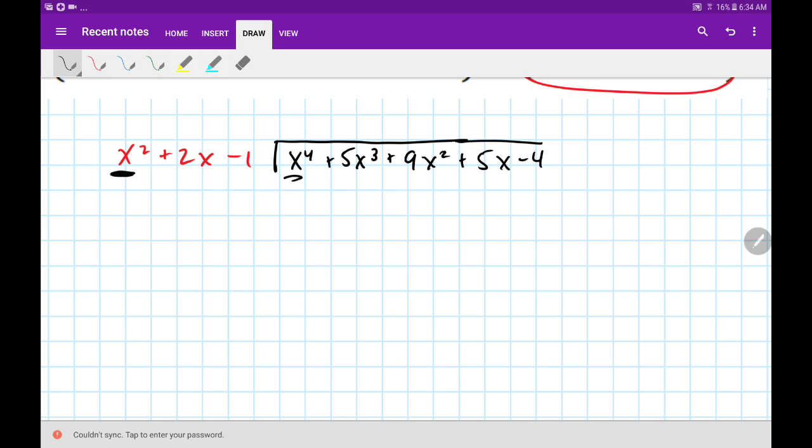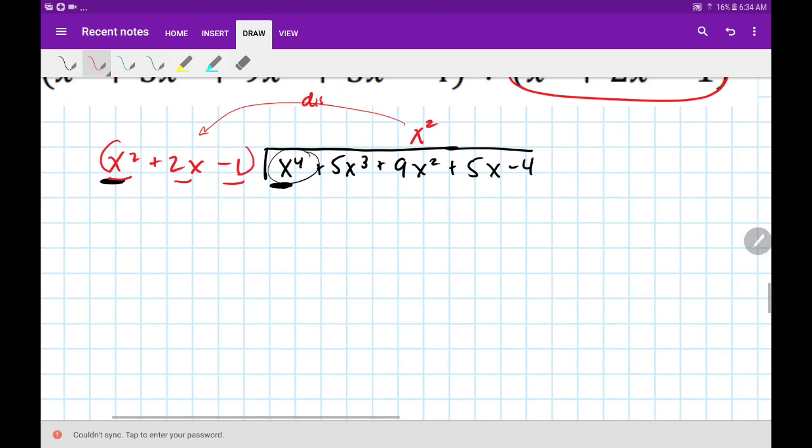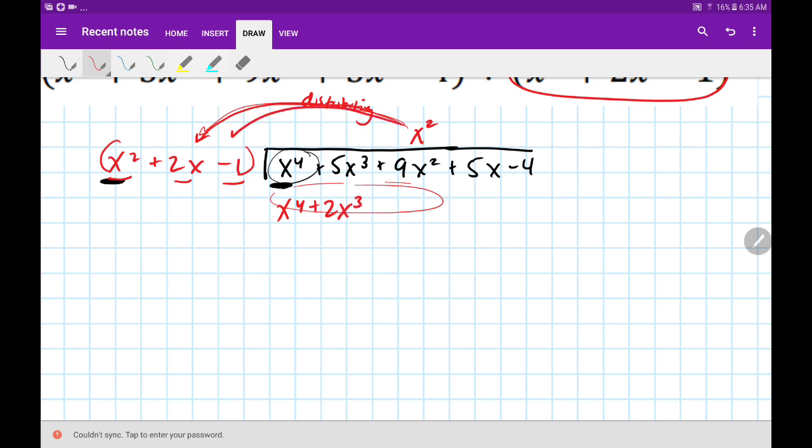We're still going to just focus on the first terms. So I have an x squared. I need an x to the fourth. X squared times what will give me x to the fourth? That'd be an x squared, and I need to line it up with its like term, like that. And as always, I'm just going to multiply it out, making sure to get all three terms. Remember, we're distributing here. And we're going to write our answer right there. So x squared times x squared is x to the fourth. X squared times 2x is plus 2x cubed. And x squared times minus 1 is minus x squared.